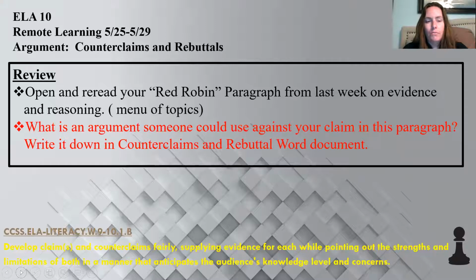All right. So what you need to do first is open and reread your Red Robin paragraph from last week on evidence and reasoning. And you had that menu of topics. You picked a topic and you wrote the rest of the paragraph. We gave you the main claim. Some of you modified the claim a little bit to fit something you understand or know. You may have changed it from hip hop music to maybe R&B, or you maybe changed it to heavy metal. I don't know, whatever that is. So what you need to do first is look back at that paragraph and read it. Let's go ahead and do that really quickly. Just pause this and go ahead and do it.